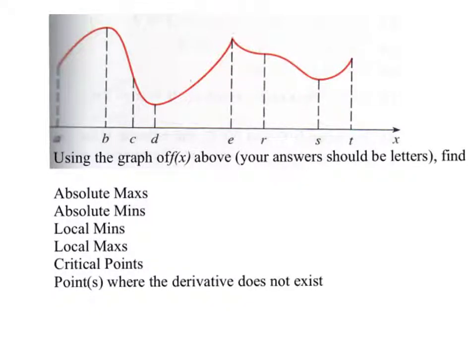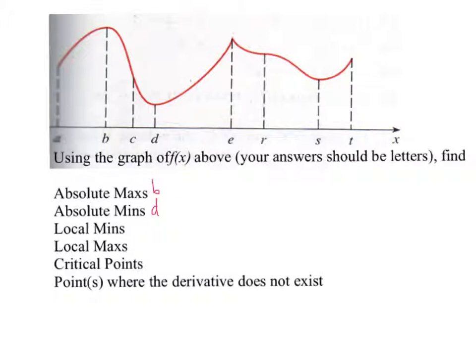In this video we're going to transition from looking at the function to analyzing with the derivative. First of all, we have a graph of f of x. We're going to find the absolute max. Well, the absolute max is simply the highest place on the graph. That would be at B. The absolute minimum is simply the lowest place on the graph. That would be D.